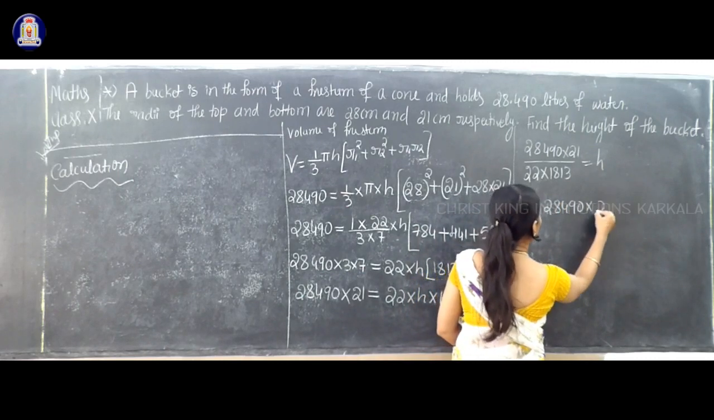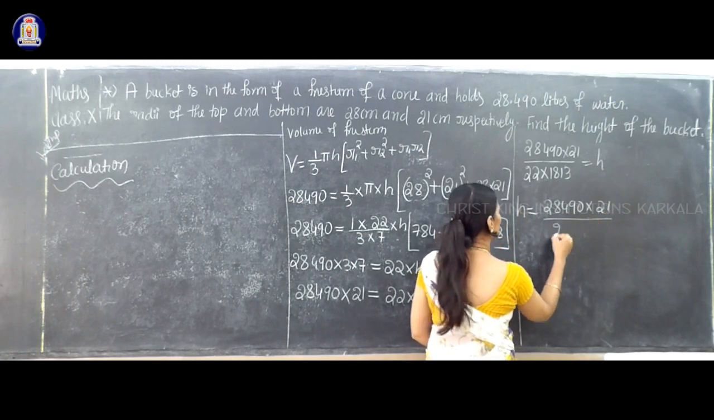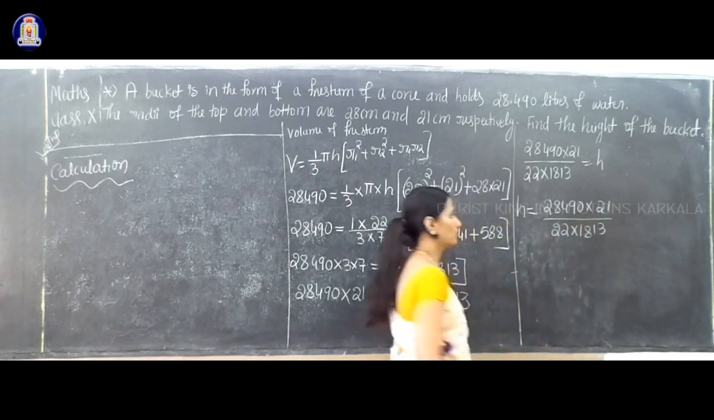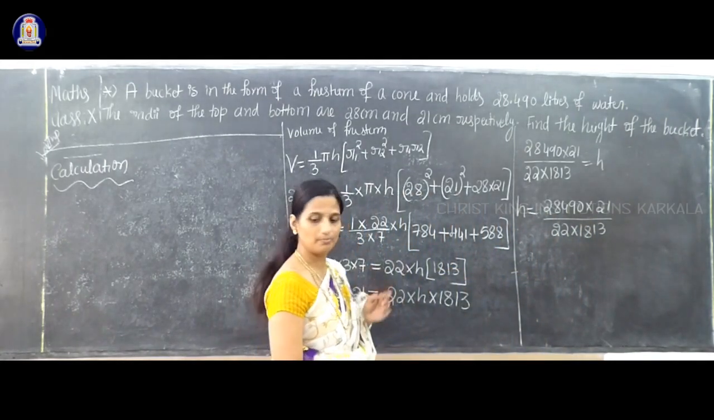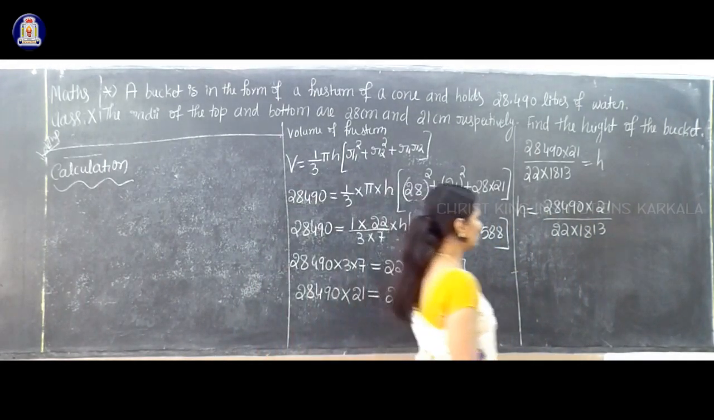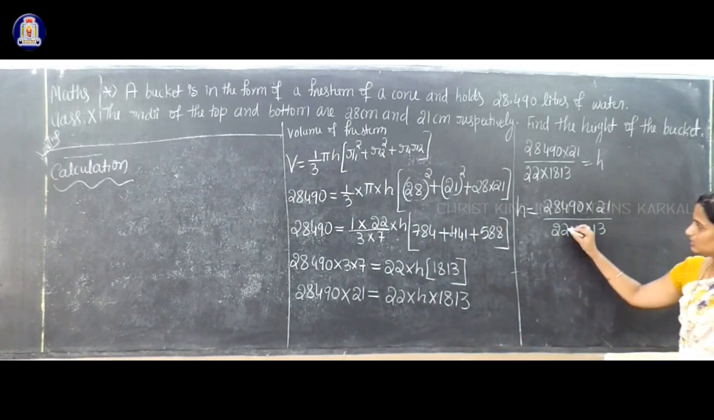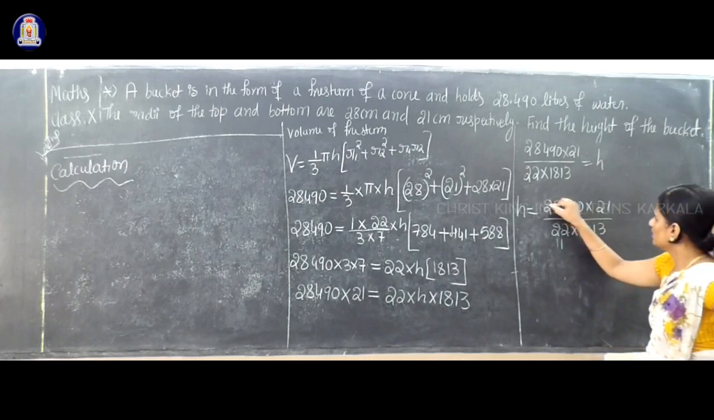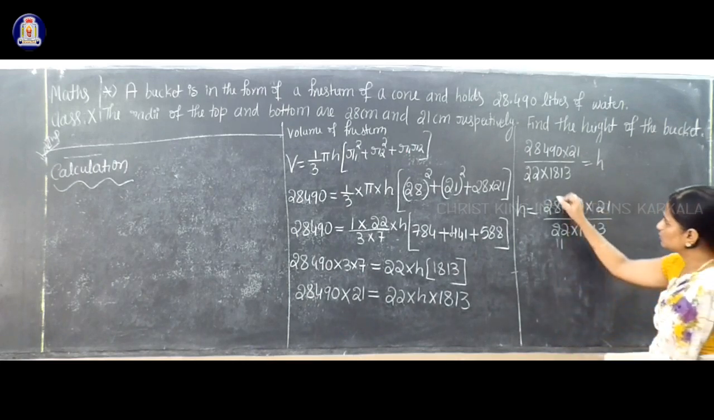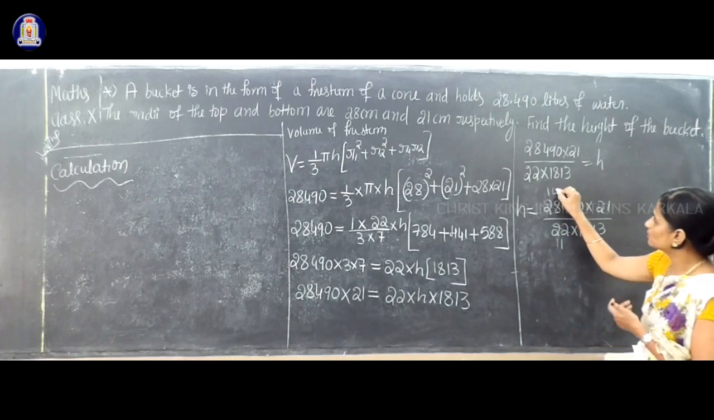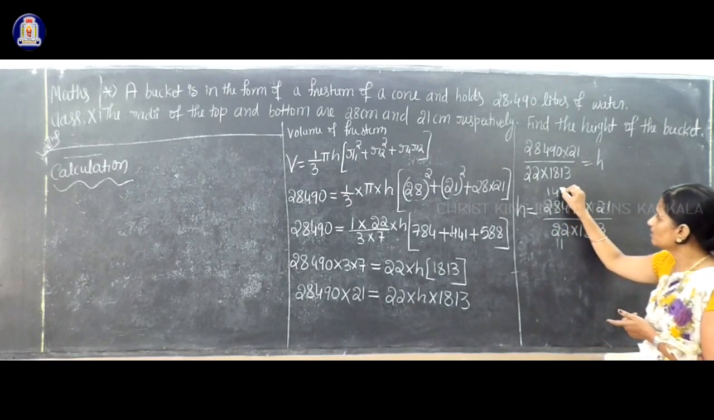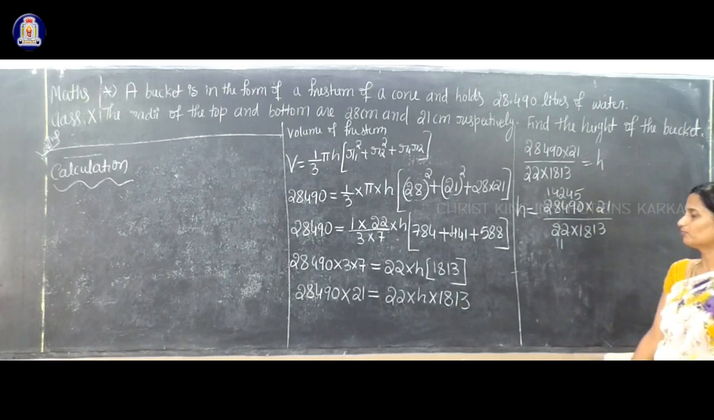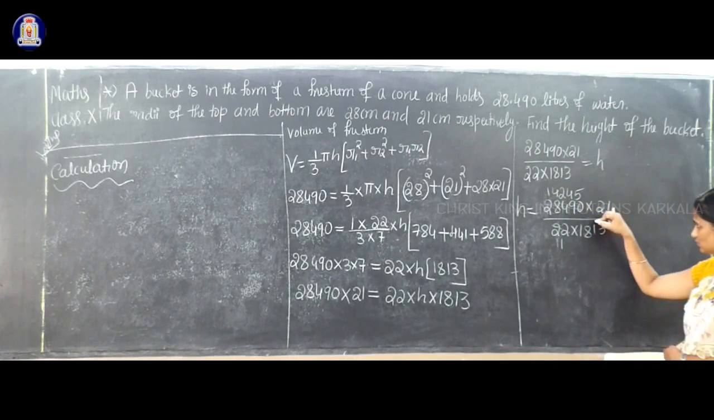h is equal to 28490 into 21 divided by 22 into 1813. Now simplification of this. How to simplify? See now. This is 22, means divide by 2. 2 11s are 22. Now next, is this possible by 2? Yes. 2 1s are 2. 2 4s are 8. 2 2s are 4. 2 4s are 8, 1 carry. 2 5s are 10. Right? So now next we will see these two numbers.